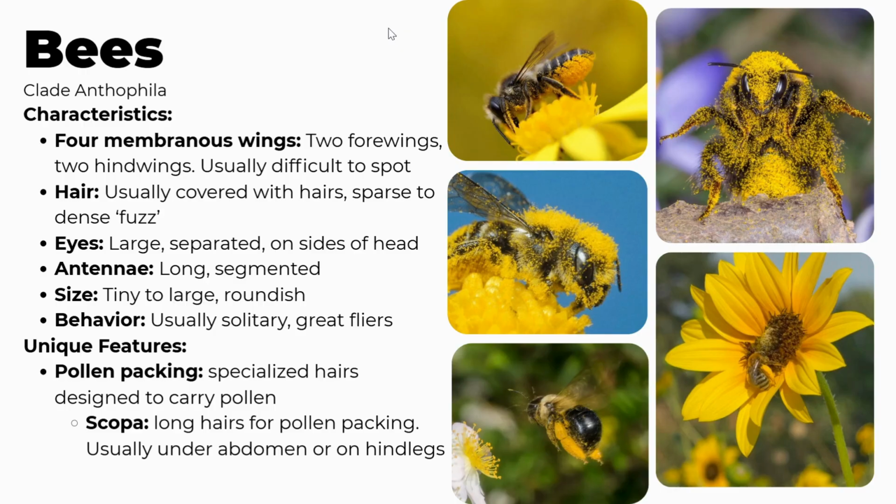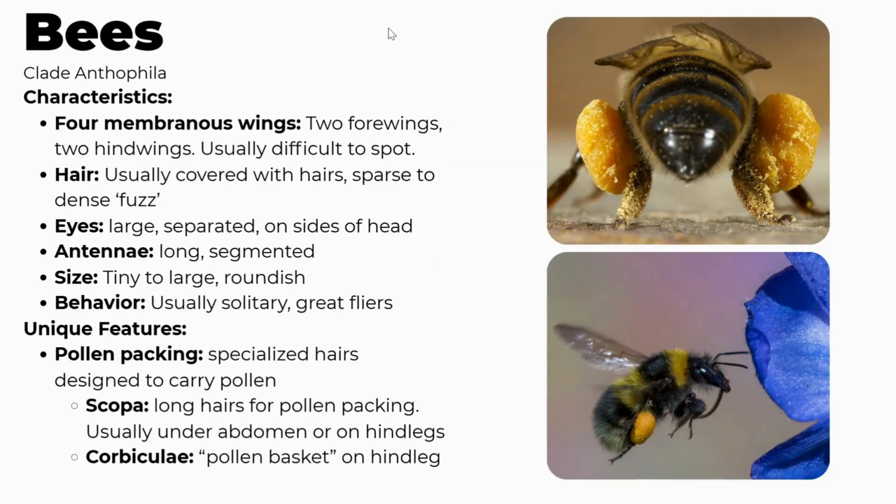For the abdomen and the legs, we're going to have a special kind of hair, which is called the scopa. And we can see it here in the pictures on the right. That bee on the top left corner is a leafcutter bee, and we can see that most of the pollen is located on the bottom of the abdomen. And this is because that bee has this special hair in that part, which is called the scopa.